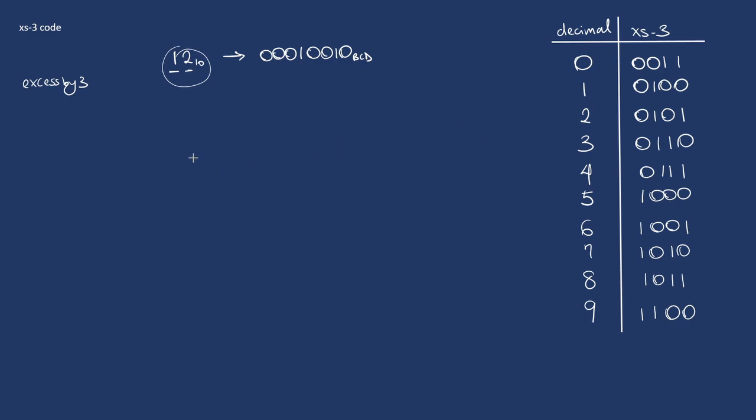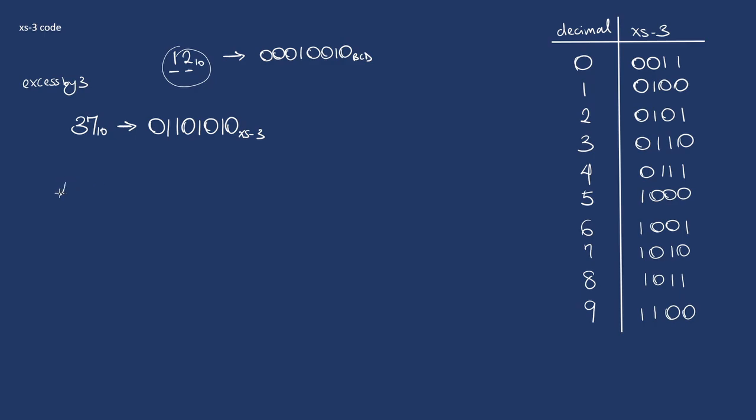So let's try our hands at a couple. If we're to convert 37 in base 10 to XS3 code, remember we did the same thing. You look at 3 in the XS3 equivalent table. So that's going to be 0110. And then we look at 7, which will be 1010. So that's 0110 1010 in XS3 code.